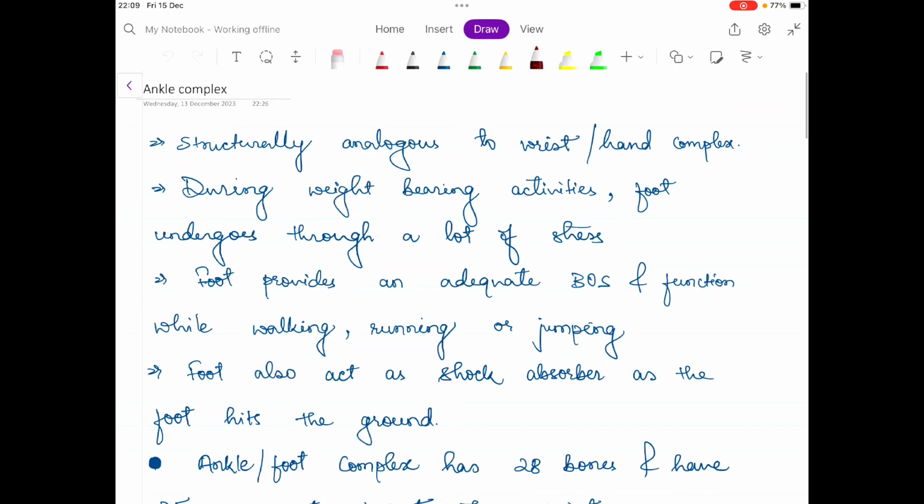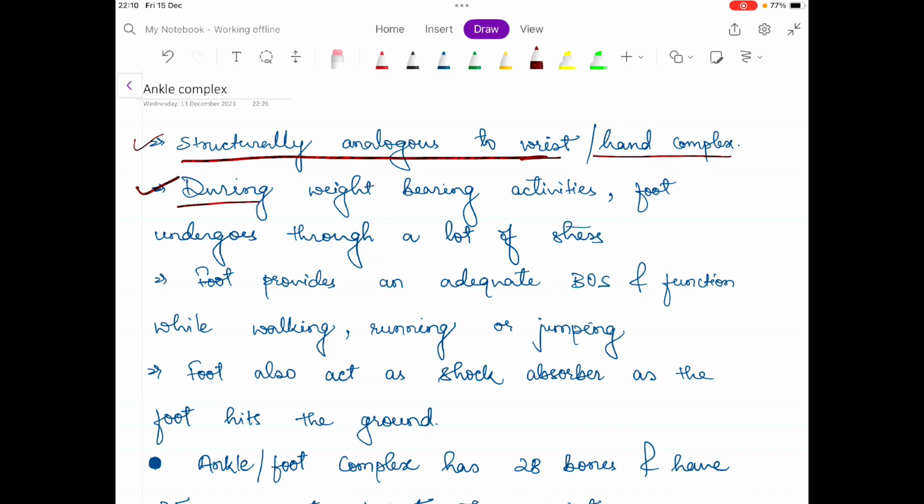The structure of the ankle complex is somewhat similar to the wrist or the hand complex. This is why it is structurally analogous to the wrist complex, because in the wrist there are 8 carpal bones, but in the ankle there are 7 tarsal bones. In the wrist there are 5 metacarpals and in the ankle there are 5 metatarsals. So this is why they are structurally analogous to each other.